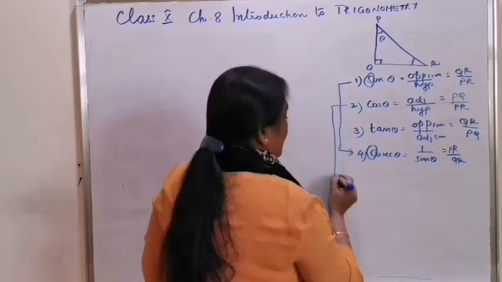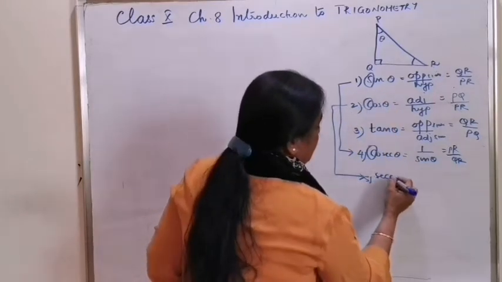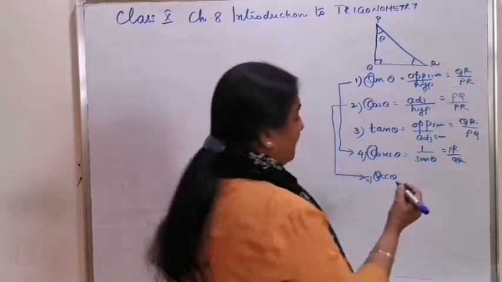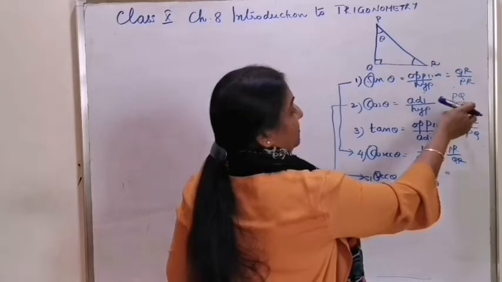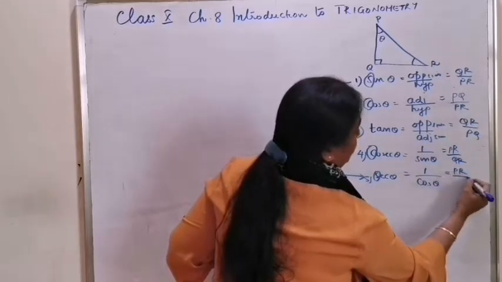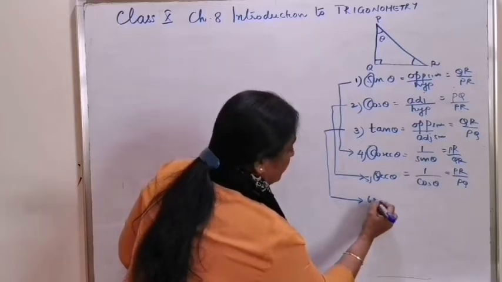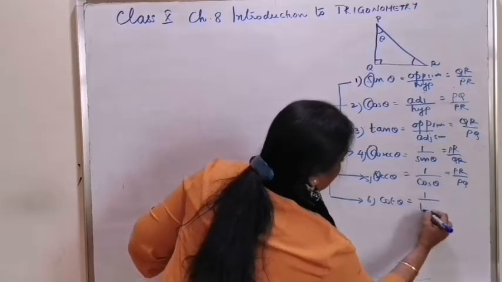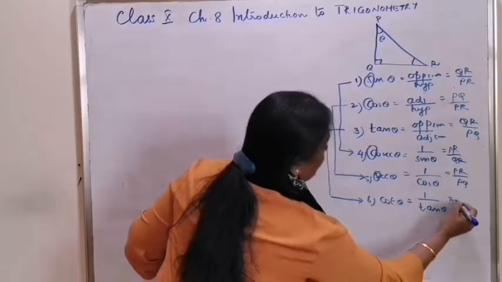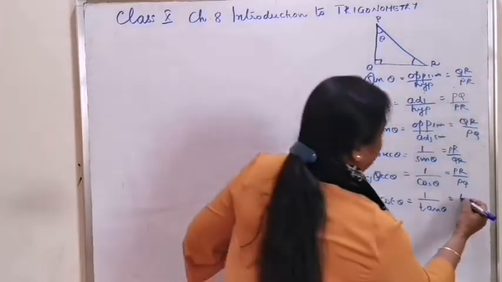The reciprocal of cos is sec theta, and it is 1 by cos theta, which is equal to PR by PQ. And the reciprocal of tan is cot theta. It is 1 by tan theta, which is the same as PQ by QR.